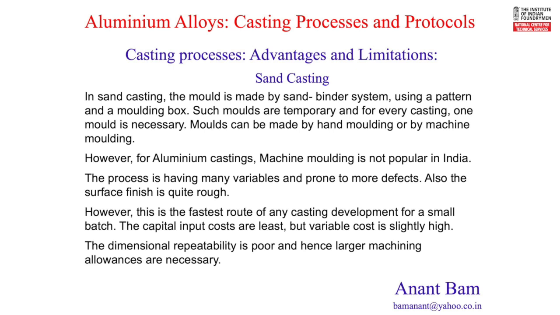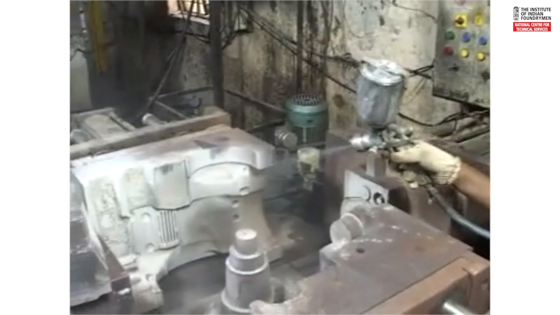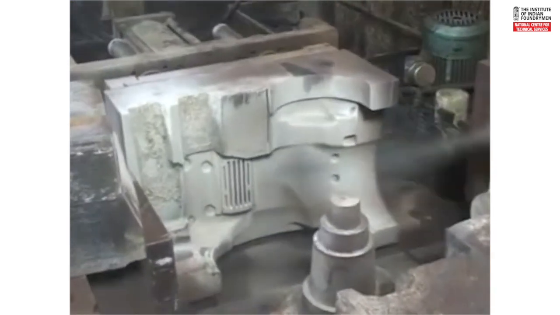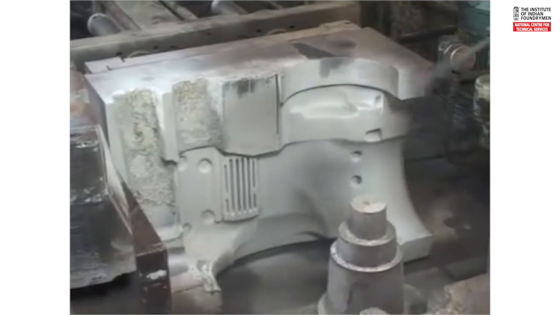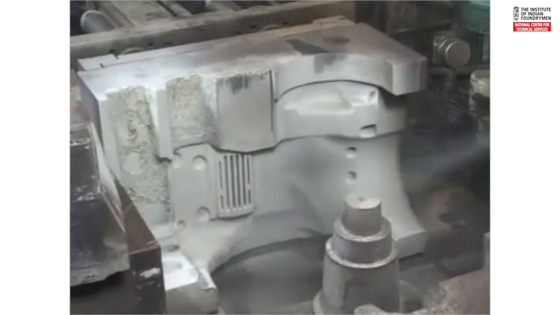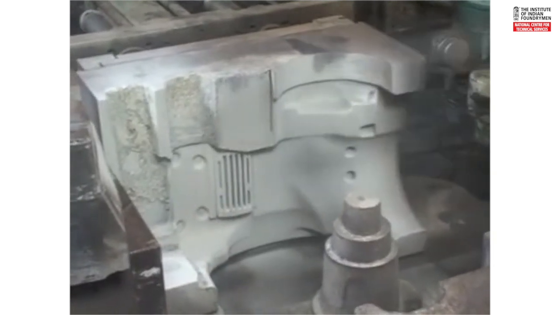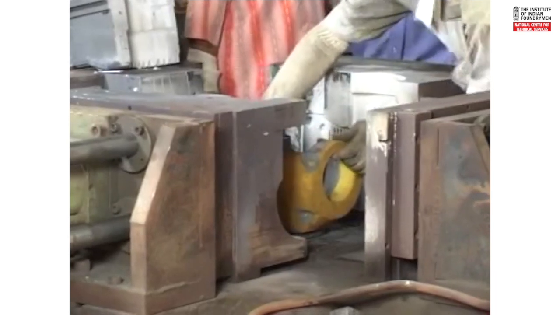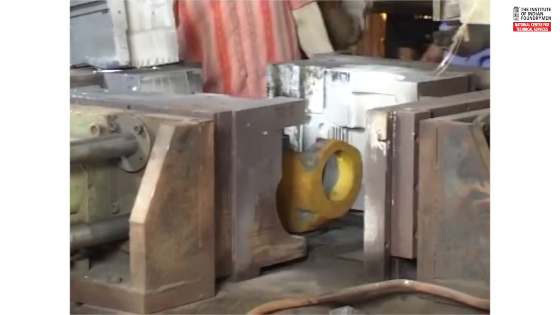Herein you can see that the die is being sprayed with die coat. That's the die preparation part of it. Now sand cores are being placed in the same die. You can place multiple cores along with metallic inserts.